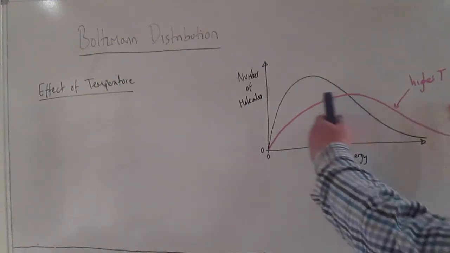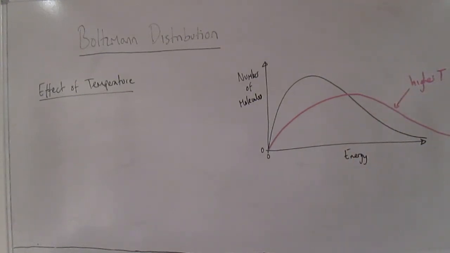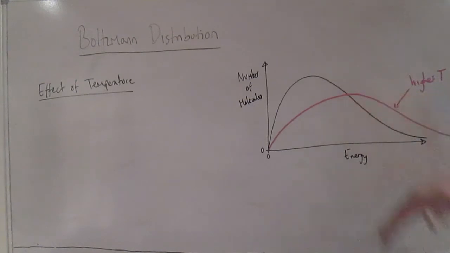So if we spread it out more in that direction, it has to be squashed in that direction in order for that area to stay the same. So when you draw these things, that needs to be really clear, that the peak is shifted this way and that it's squashed. Now what does that tell you?